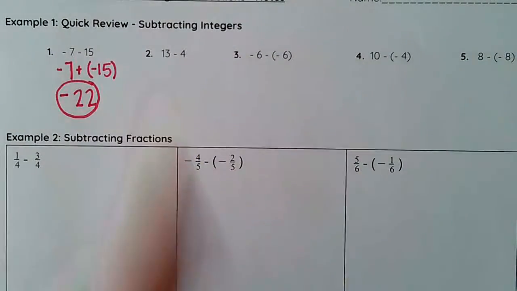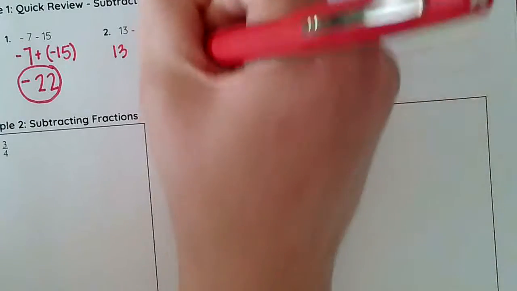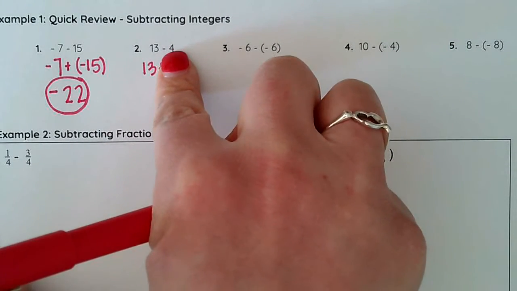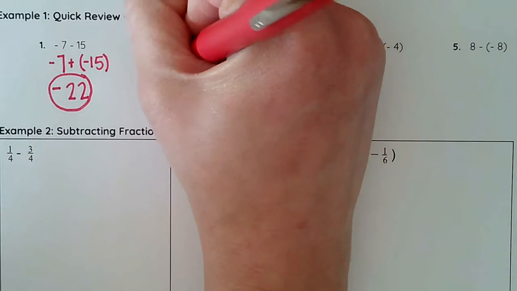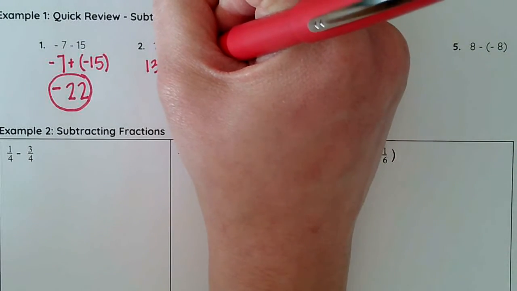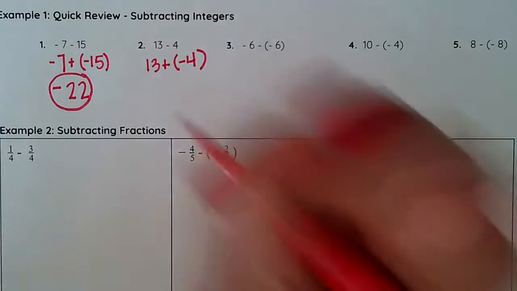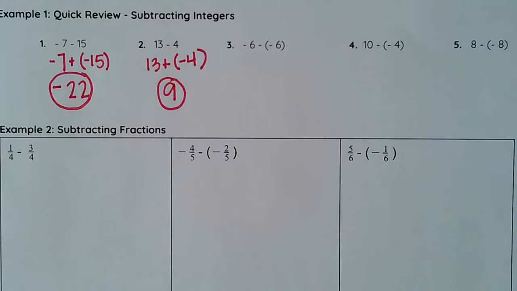Here, same thing. I keep my first number the same, but then I turn my symbol into addition, and then I ask, what's the opposite of +4? Well, it's -4. 13 plus -4 will get me +9.